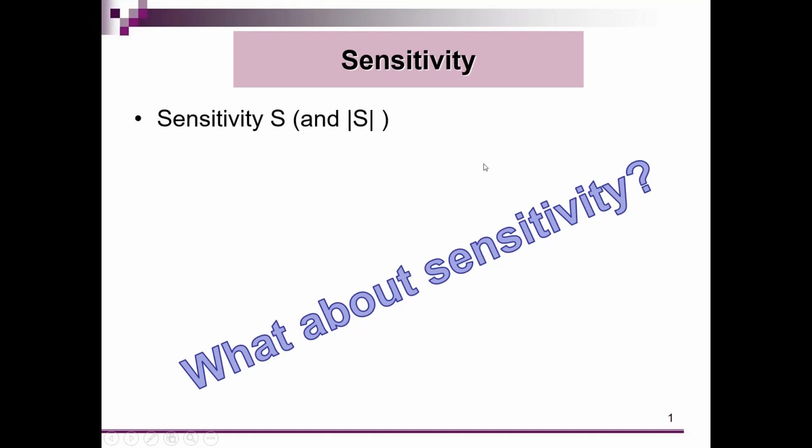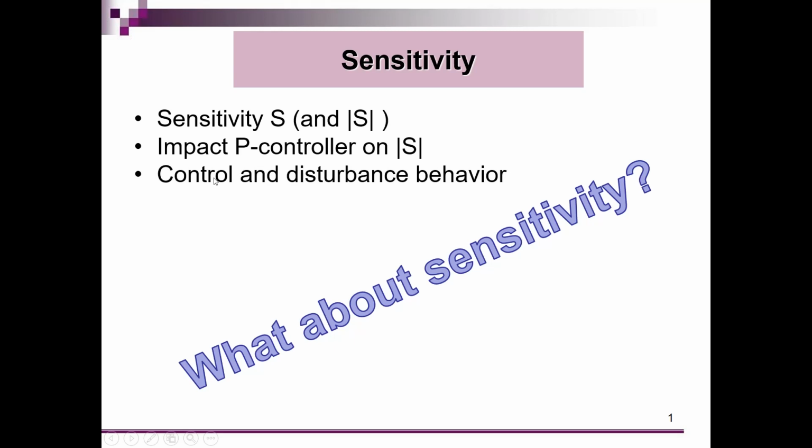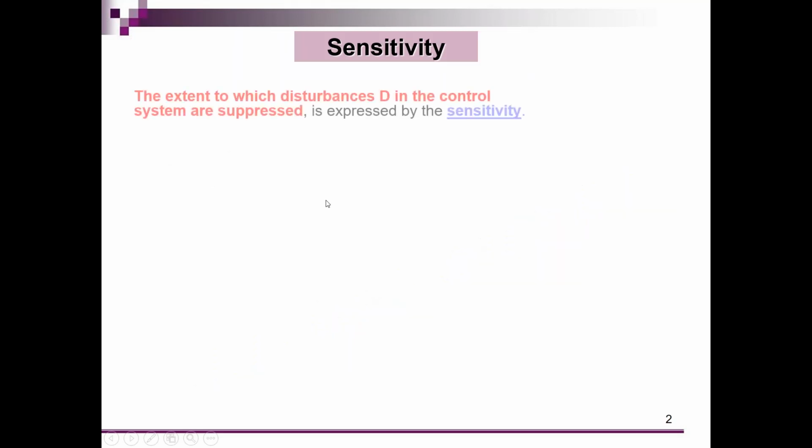So we're going to discuss three aspects. We're going to look into the sensitivity, the definition, and we are going to look at the absolute value of the sensitivity. We're going to look into the impact of a P controller on that absolute value of the sensitivity, and we are going to discuss the control and disturbance behavior. So first of all, let's start with the definition of sensitivity.